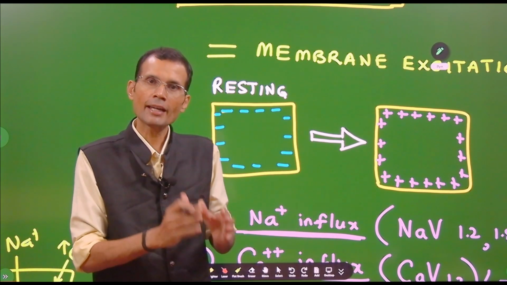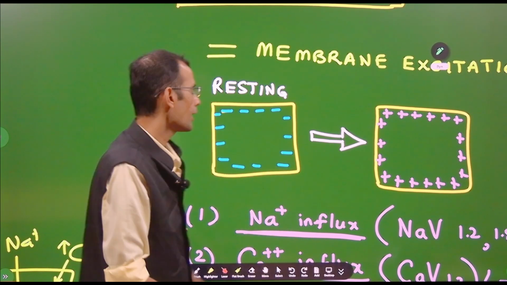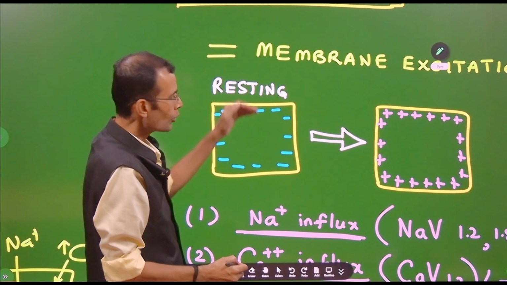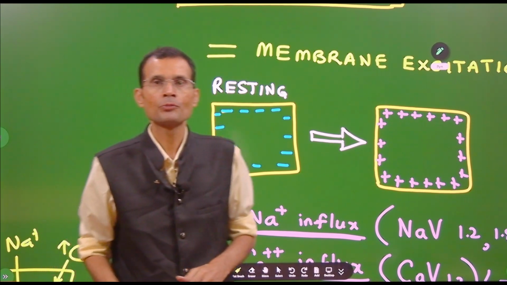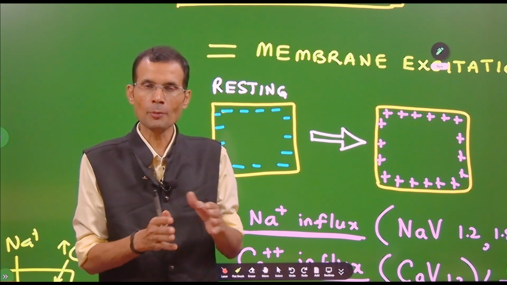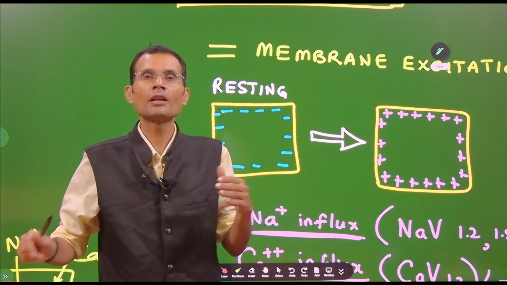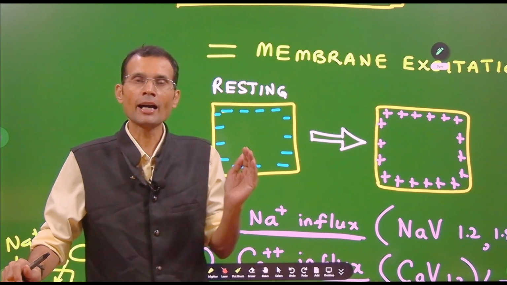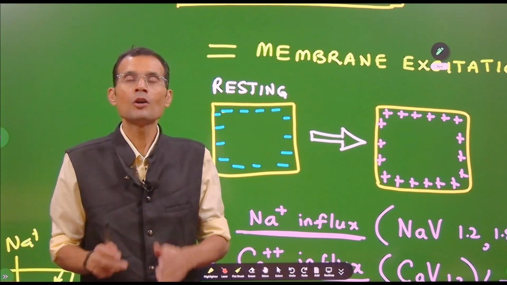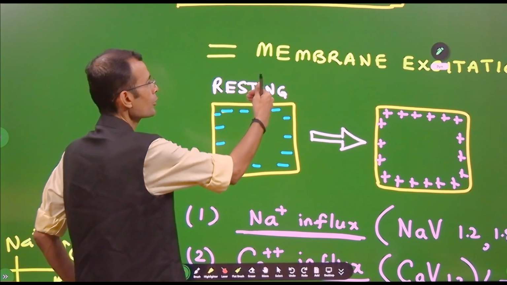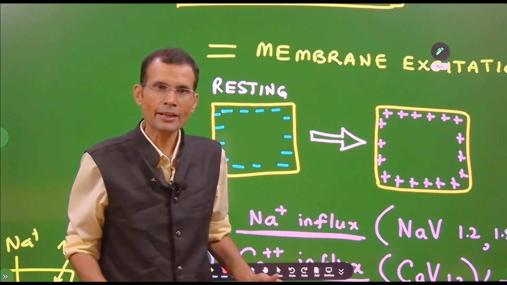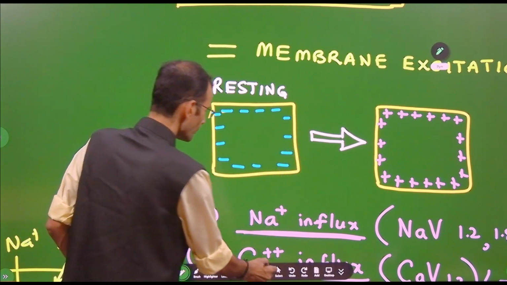And the cells are in a resting state, that is, negative potential just on the inner aspect of the membrane. Before we proceed, let me also tell you that whenever we talk about a potential, whether it is resting potential, action potential, depolarization, repolarization, or hyperpolarization, we are essentially talking about a potential just inside of the membrane. With that clarity, let's proceed further.